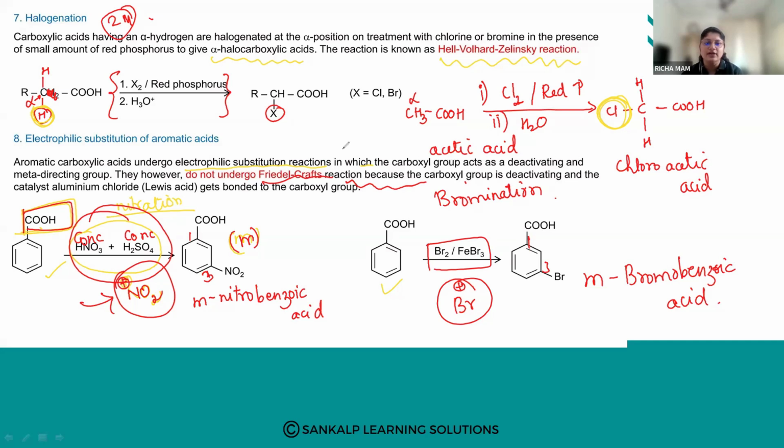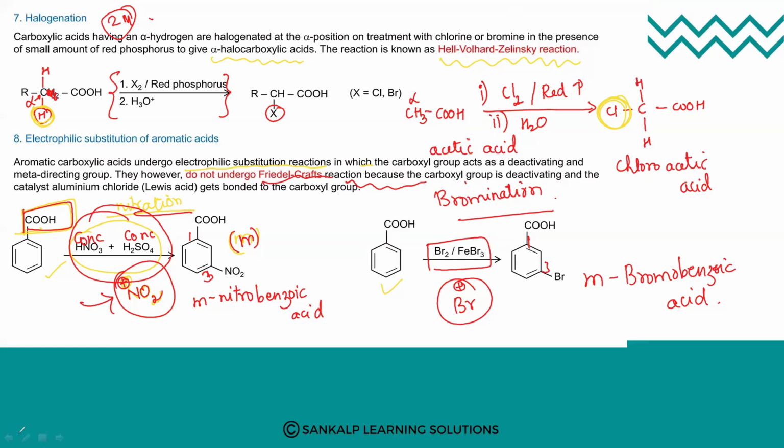For Friedel-Crafts reaction, we use anhydrous AlCl3, right? So when we use that particular catalyst, it will react at the carboxylic group. So we are only doing nitration and bromination. These are the two reactions which we are going to do on aromatic carboxylic acid. Is it clear up to here? Yes, ma'am. Okay.